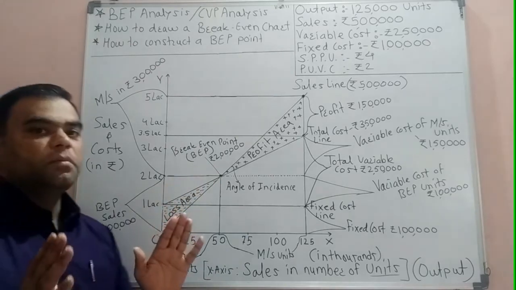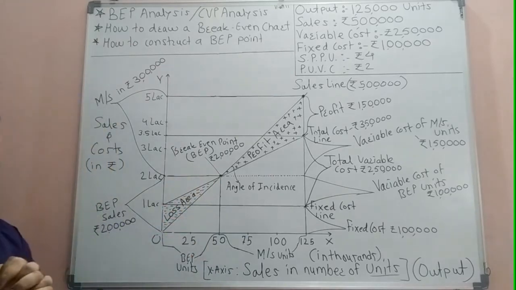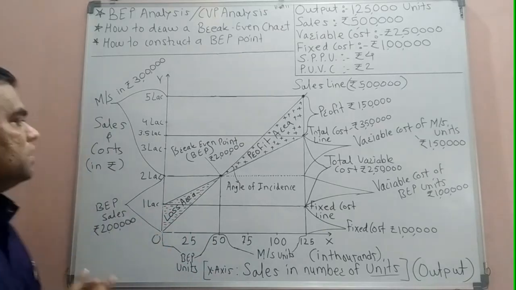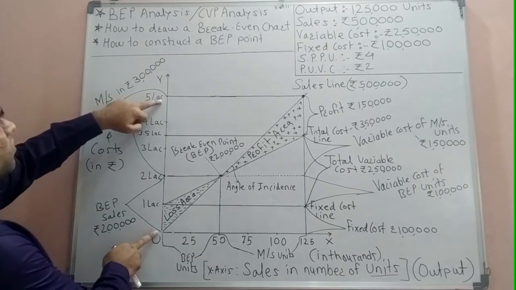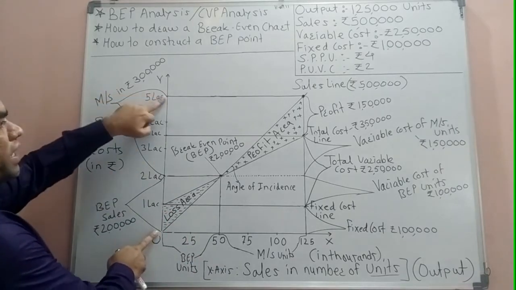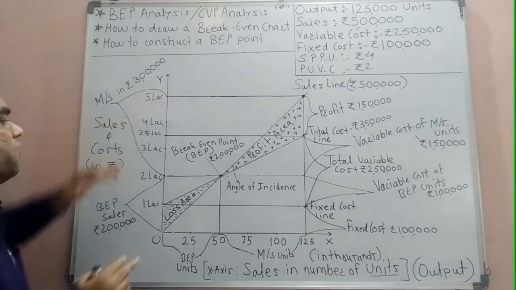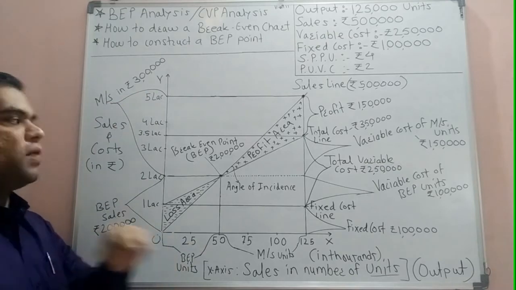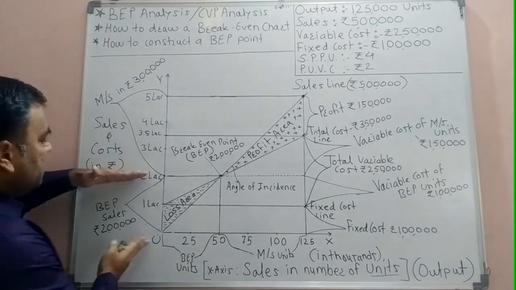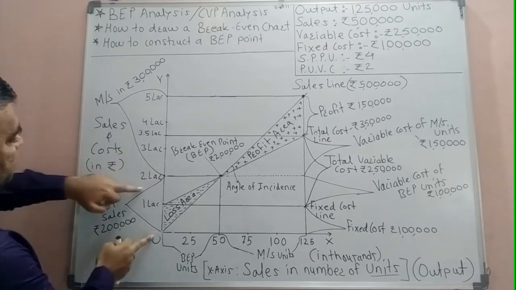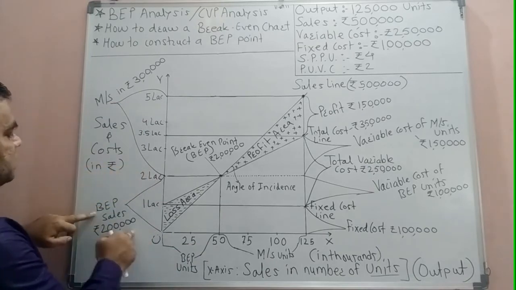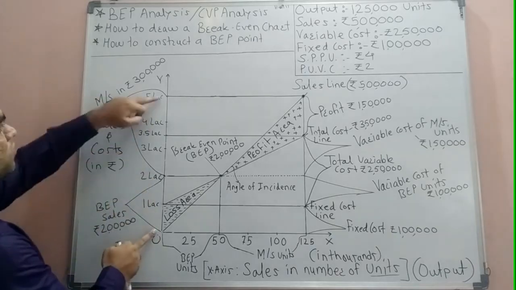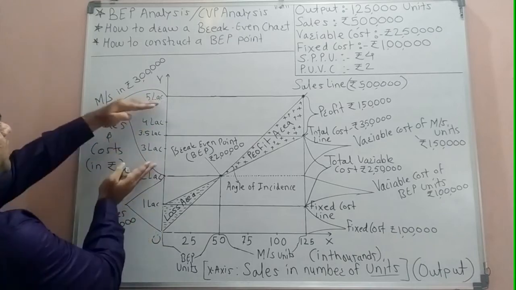So we have discussed how to construct the break even point. Now other factors we are going to discuss. This is our total sales, 5 lakh. 0 to 5 lakh is our total sales in rupees. If we cut that total sales into two parts, the first part is up to BEP sales, that is BEP sales 2 lakh, and the second part is 3 lakh. 5 lakh total sales less 2 lakh is equal to the remaining 3 lakh.